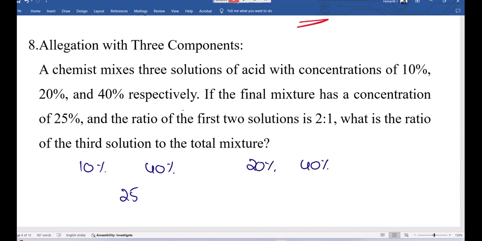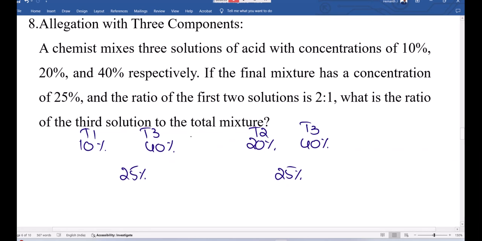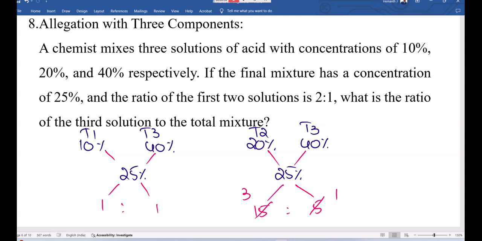We cannot do all three at a time as mentioned. We have to mix two at a time. This is 1 and 3, this is the 2 and 3 combination. Now, if you first complete this, then you will understand what the final answer will be. Here the difference is 15, and this difference is also 15. It's a 1:1 ratio. Whereas this is 15, this is only 5, which is nothing but a 3:1 ratio.